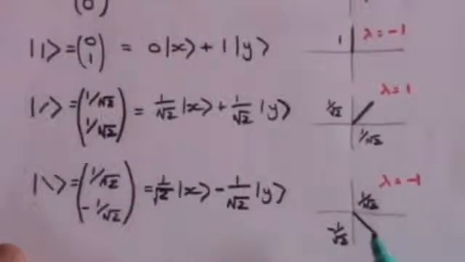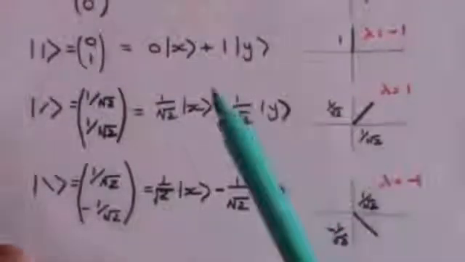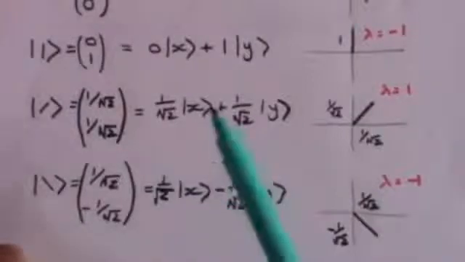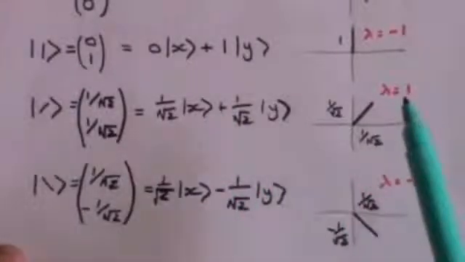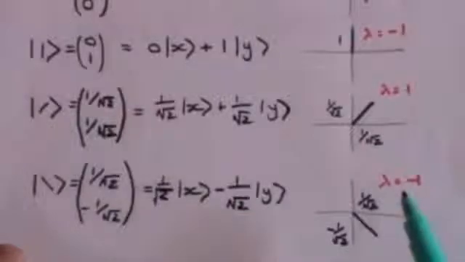And its length will also be 1, because it's 1 over root 2 squared plus minus 1 over root 2 all squared, is a half plus a half is 1. Take the square root and you've got 1. And for these two eigenvectors, we got, again, eigenvalues of 1 and -1.